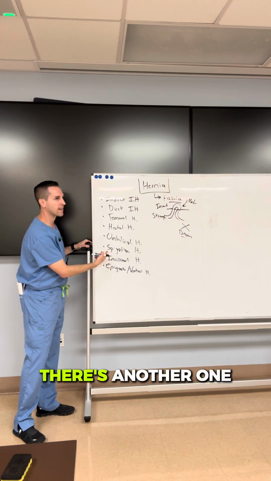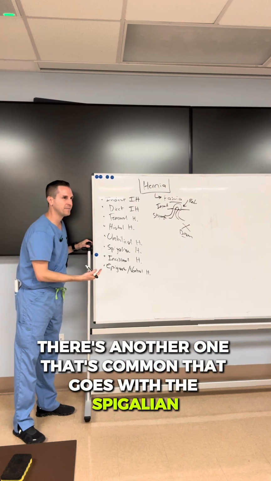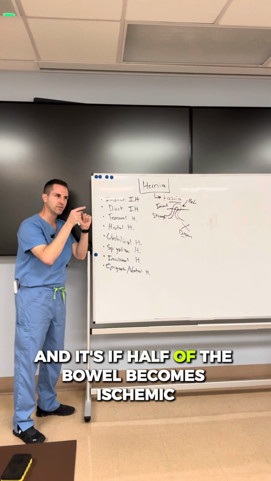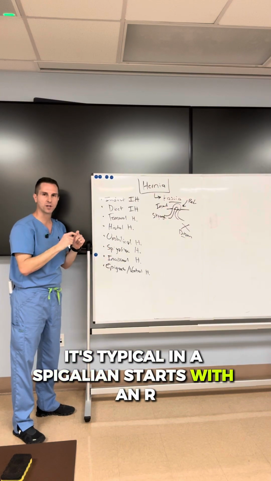But, okay, there's another one that's common that goes with the Spigelian, and it's if half of the bowel becomes ischemic. It's typical in a Spigelian. Starts with an R.